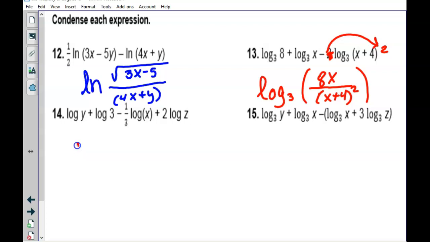Log y times 3, right? Or 3y. Okay, we're going to have a mess here. What's the denominator? Cubed root of x. Where does this go? Good. Outside of the... It goes up top.